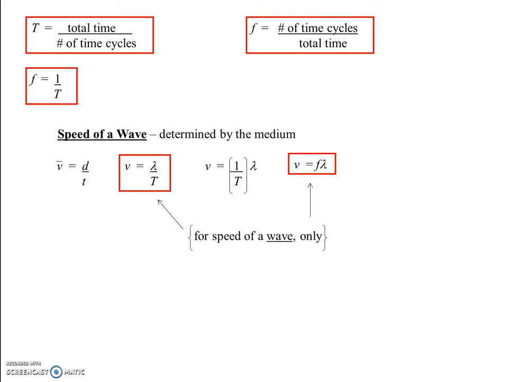It should make perfect sense now, but you might find yourself doing some problems and trying to apply either of these equations to actual physical objects. But then hopefully you notice that you're talking about, for example, the frequency, and objects don't have frequencies. That wouldn't make a whole lot of sense. And so it should be pretty clear that these are for the speed of a wave only.